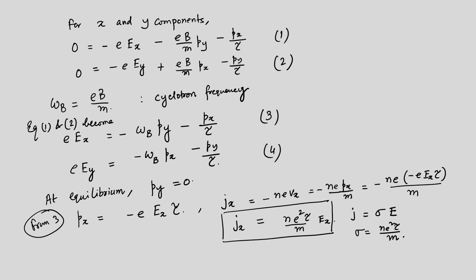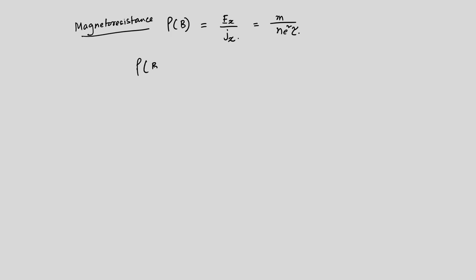And if we go one step ahead and try to calculate rho, let's write the magnetoresistance, which is nothing but rho, because it's in presence of B. I'm writing it, but of course there'll be no B there. So rho is equal to Ex by Jx. Now this makes sense, because rho is inverse of sigma. Here rho is called the resistivity, and that is equal to M by Ne square tau. So rho of B is the inverse of sigma, and it's given by M by Ne square tau.